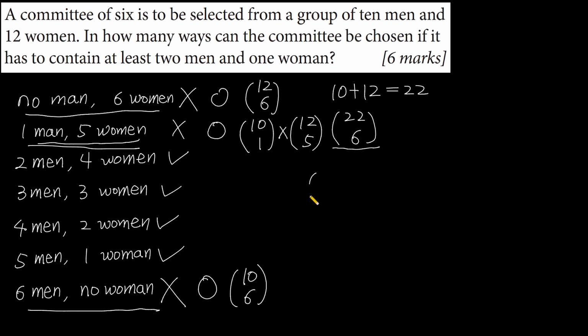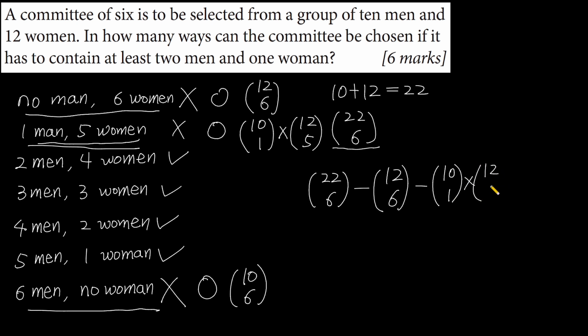Then we use the total number of committees without restrictions minus the number of committees of these 3 cases. Here it is from 22 to choose 6, minus from 12 to choose 6, minus from 10 to choose 1 multiplied by from 12 to choose 5, minus from 10 to choose 6. And the answer is 65,559. So this is the number of committees that contain at least 2 men and 1 woman.